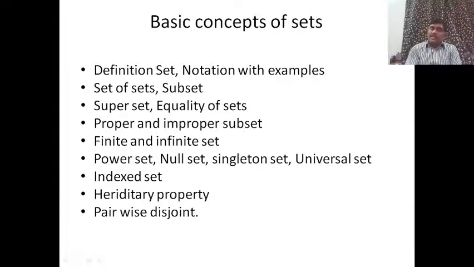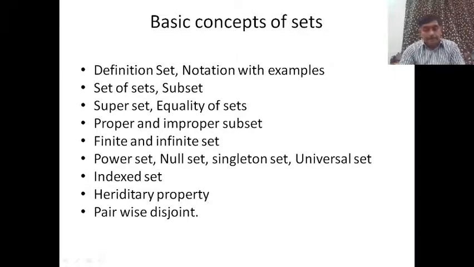Null set, or empty set, means there is no element present in the set. We say that it is a null set. Singleton set: a set containing a single element is a singleton set. Universal set means the whole thing, which differs depending on the situation. Indexed set is denoted by delta; if every element has some index, we say it is an indexed set. And hereditary property: a property is hereditary if it is contained in all the subsets. And pairwise disjoint means A and B are two sets whose intersection, A intersection B, must be empty.